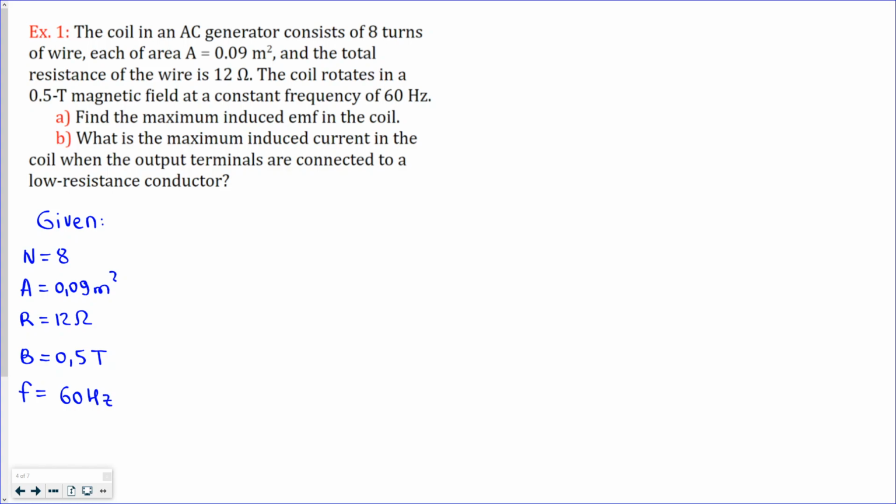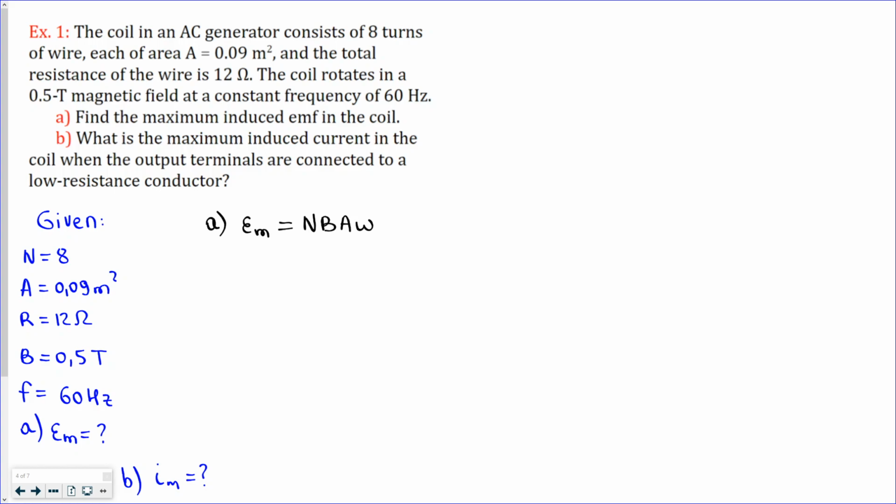Now, what we're asked to find? In A part, we're asked to find the maximum EMF. And at the B part, we're asked to find the maximum current. Well, now let's move to the solution. What we have. So, this is the equation for the maximum EMF. In other words, we can call the peak EMF.